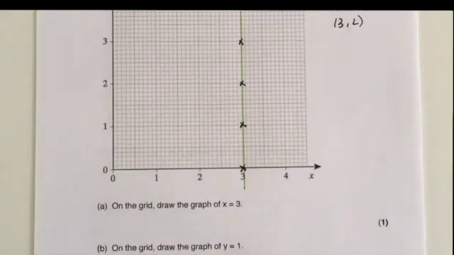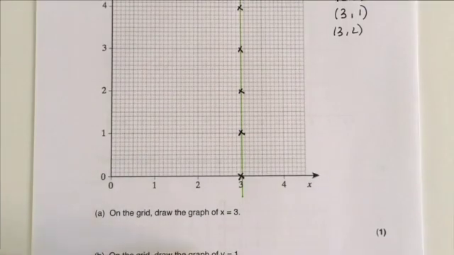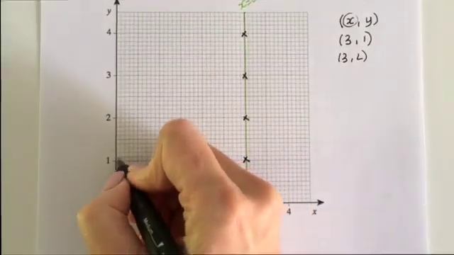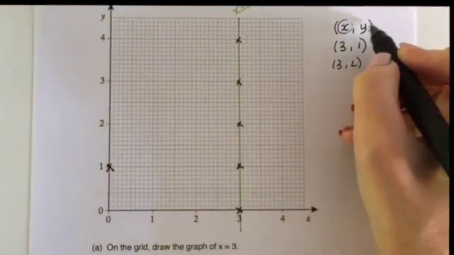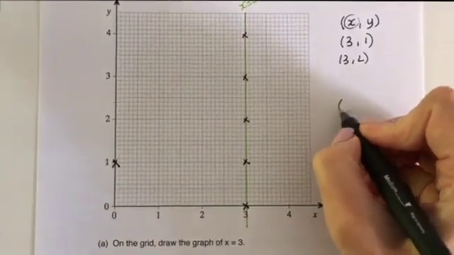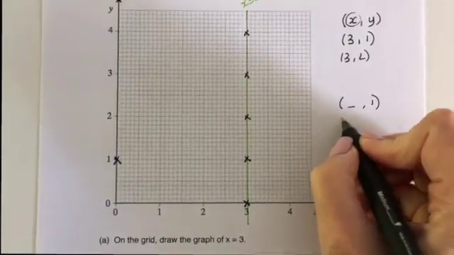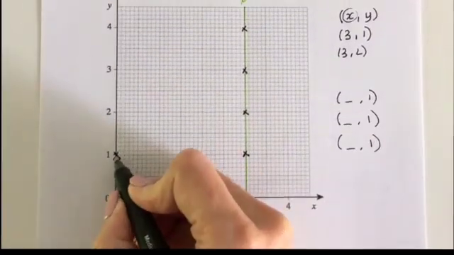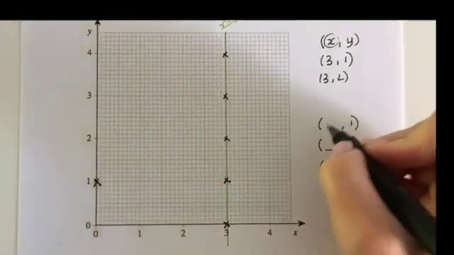Let's have a look at the next part. It wants us to draw the graph of y equals 1. So we're going to do the same thing. Well, y is 1 here. And this time I'm looking at the second coordinate. So it doesn't matter what I put at the beginning, but all of these need to be 1. So what coordinate have I picked there? Well, I've picked 0, 1.